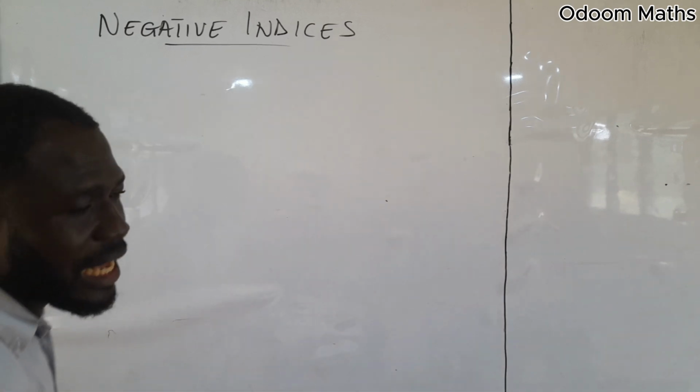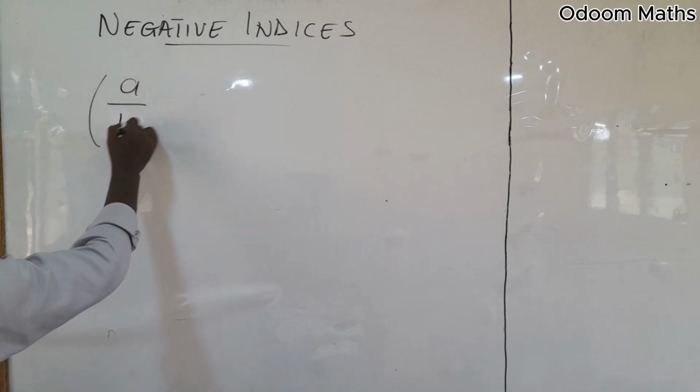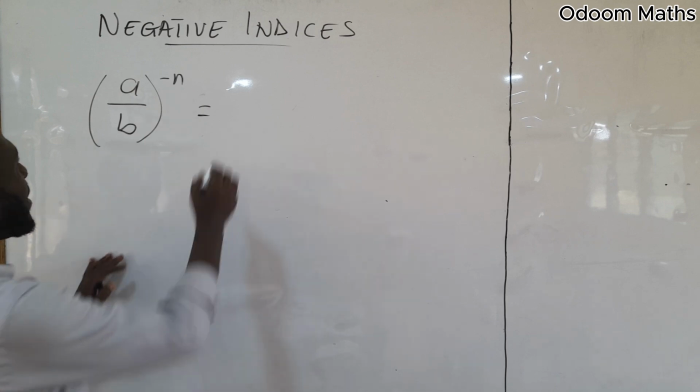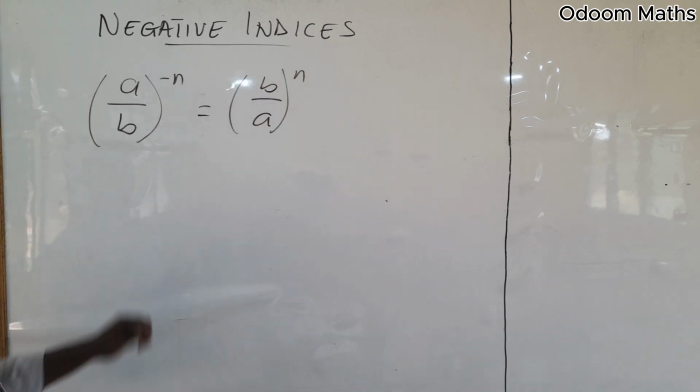So now let's look at the last of the properties. That is, bracket, a over b, to the power negative n. And we are told that this is the same as b over a to the power positive n. So let's see whether this is true.